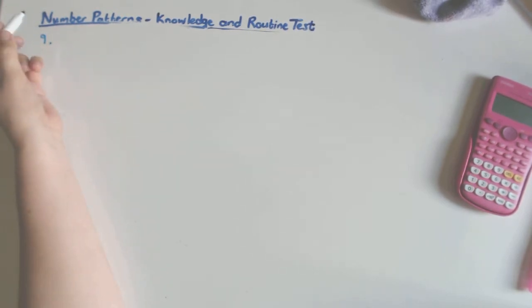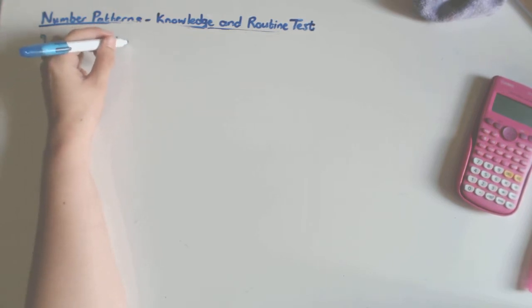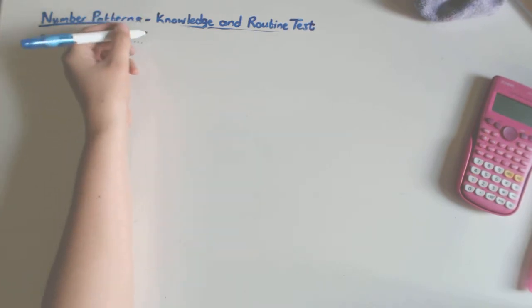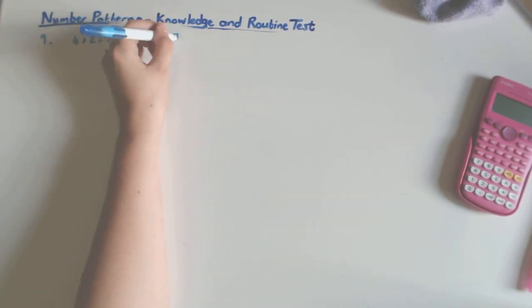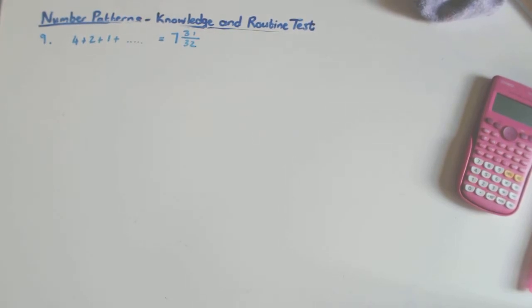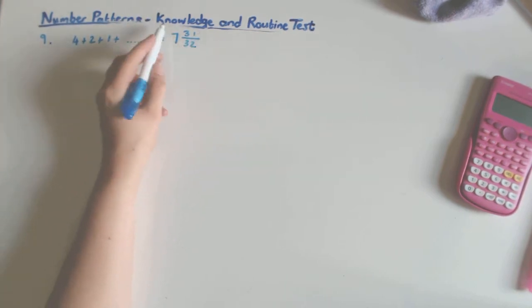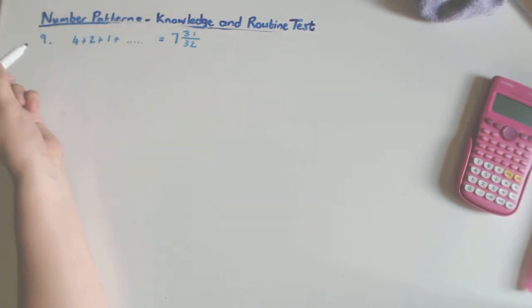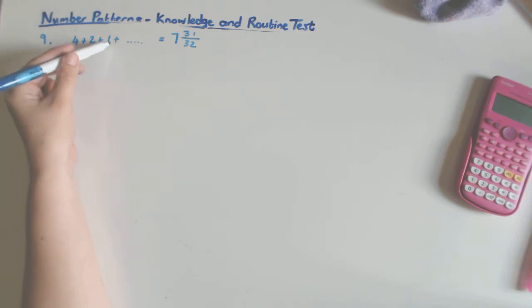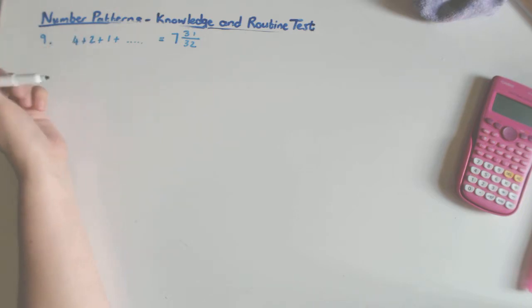Question 9 says determine the value of n if 4 plus 2 plus 1 plus, to n terms, gives me 7 and 31 over 32. Okay. So 4 plus 2 plus 1 plus what plus what plus what plus what gives me 7 and 31 over 32. Now can you see this is divided by 2, divided by 2? Hopefully. Or I can say 2 over 4 is a half, 1 over 2 is a half.